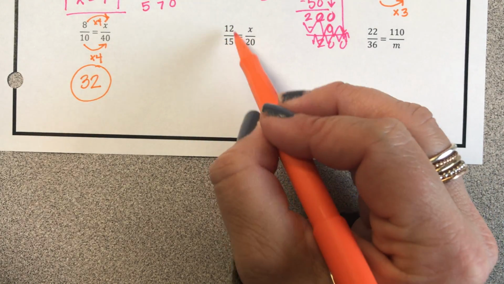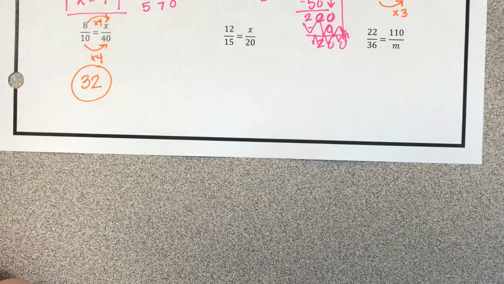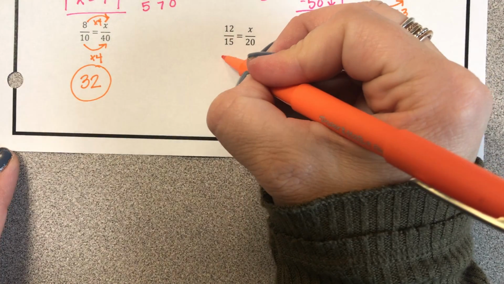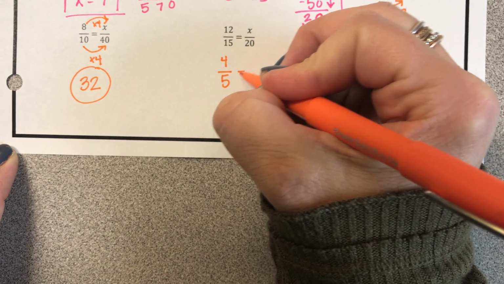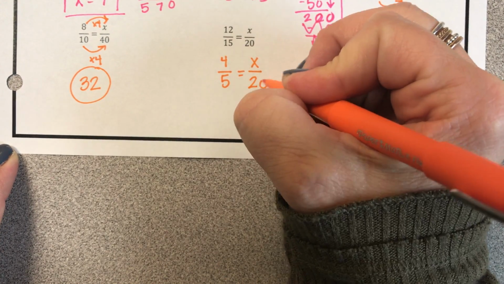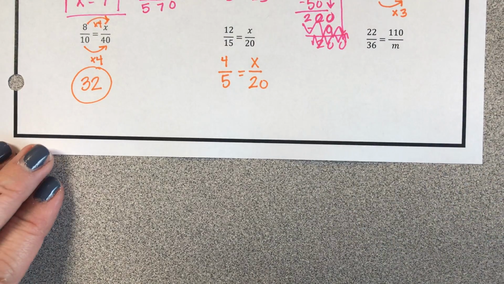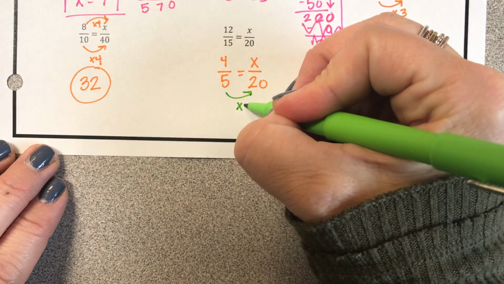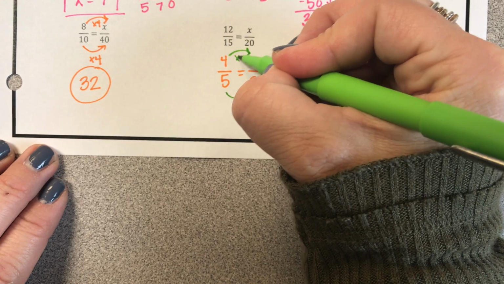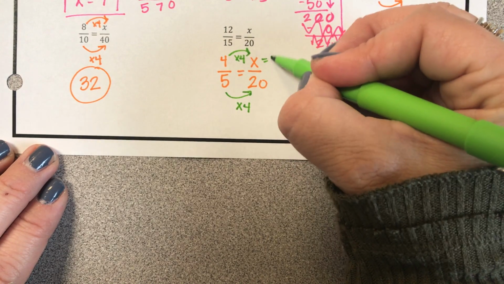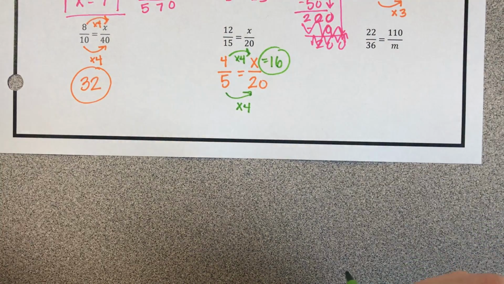Let's get this one in simplest form first. What are 12 and 15 both divisible by? 3. So that's 4 over 5 equals x over 20. So now 5 times 4 is 20. So what would 4 times 4 be? 16.